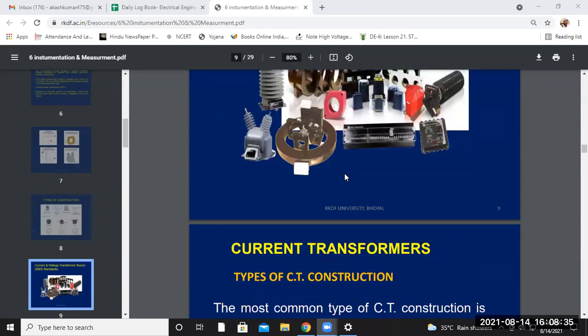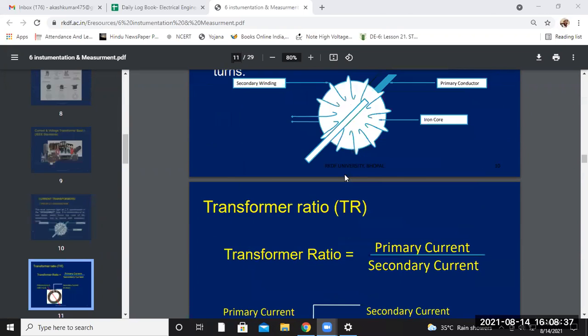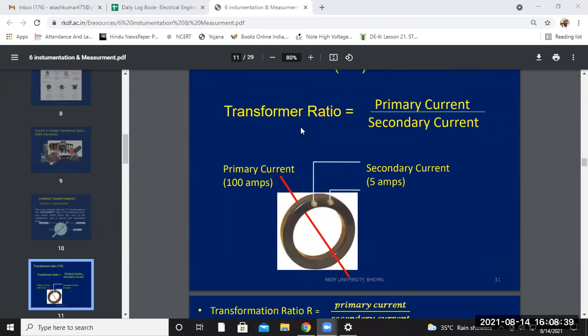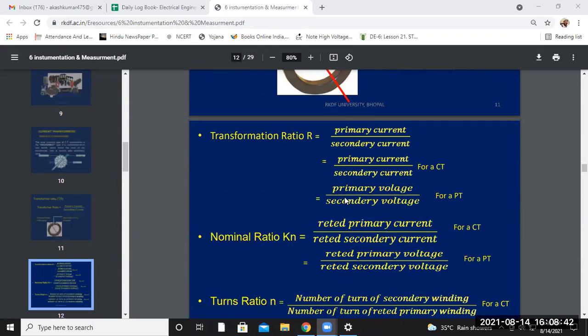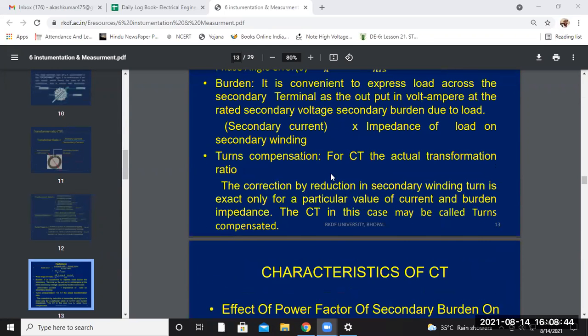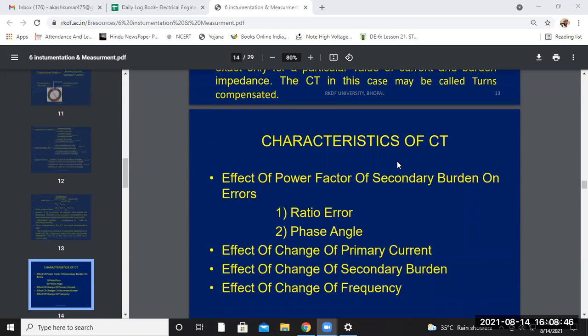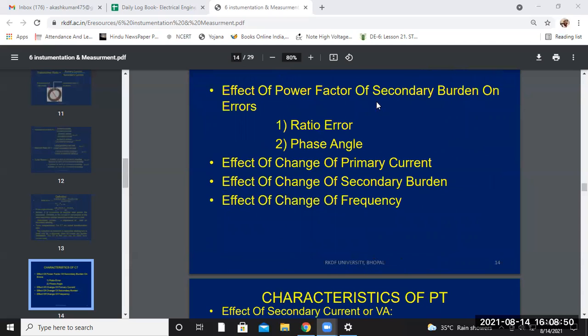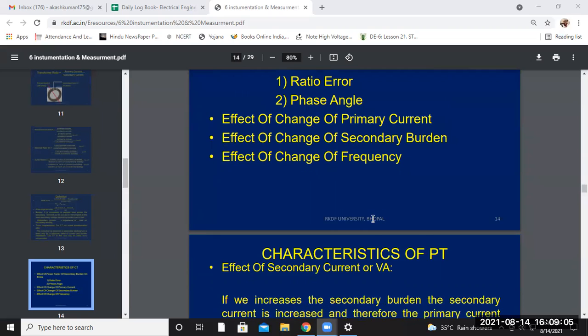Normally the transformer ratio has been discussed. Then there were the characteristics of the CT. The characteristic of the CT is related to the effect of the power factor of the secondary burden, which depends upon the ratio error and the phase error. Then there was the effect of change of primary current, the effect of change of secondary burden, and the effect of change of frequency. These are some points of the characteristics of the CT.